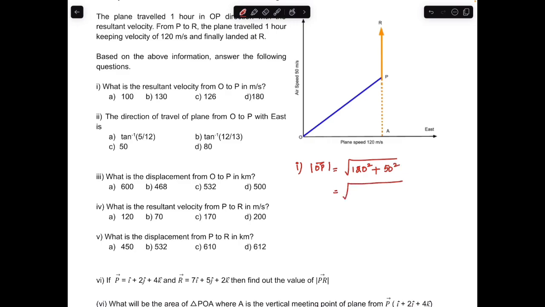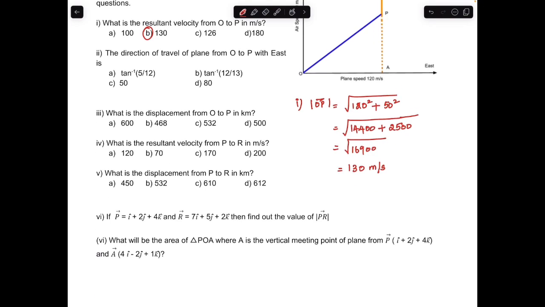Square root of 144 00 plus 2500, which is 169 followed by two zeros. That is nothing but 130 meter per second. So the option is B.